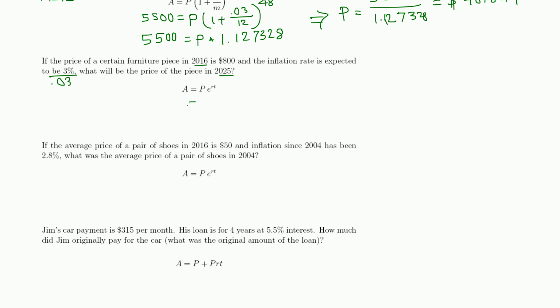The current price is 800, so 800 times e raised to r, the rate is 0.03, times t. T, from 2016 through to 2025, is 9. Now you multiply these two numbers, then e raised to that number will be a decimal, and multiply by 800. That will be then 1047.97. Okay, next.